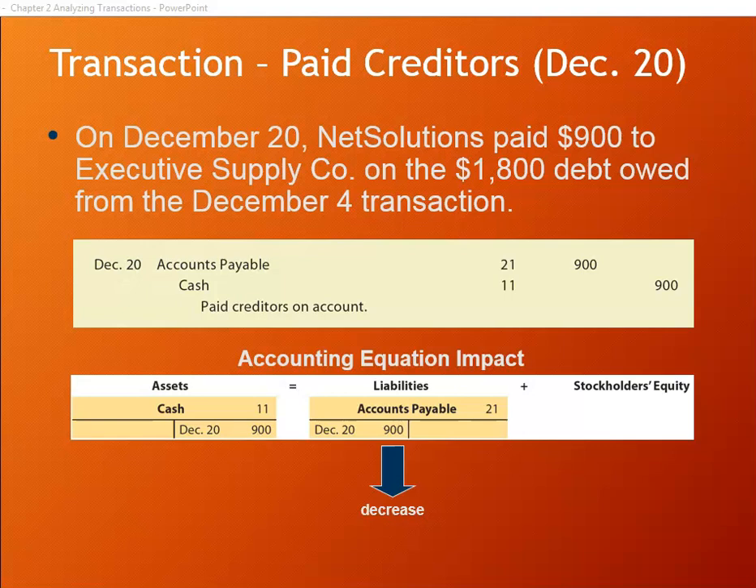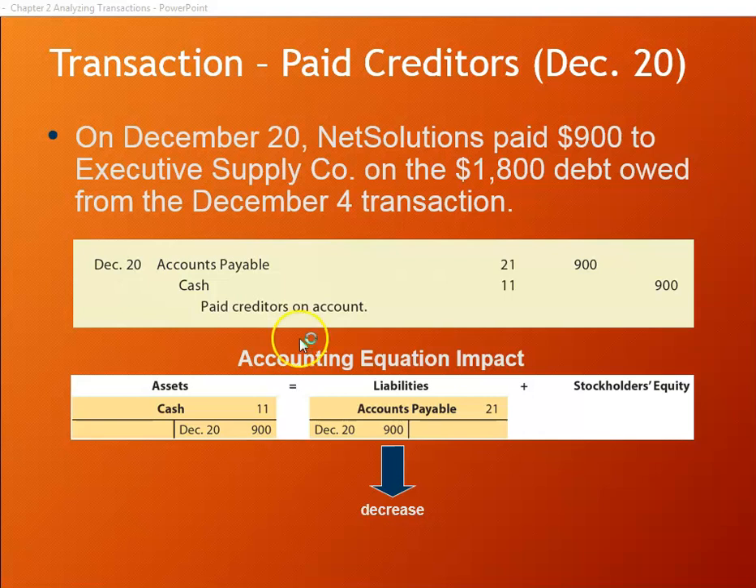Okay, so when that happened, we got some office furniture here as our debit, because office furniture is an asset, and then we had an accounts payable for $1,800. I don't want to go back 7 slides to find that. But now, 16 days later, we're going to pay half of our debt.